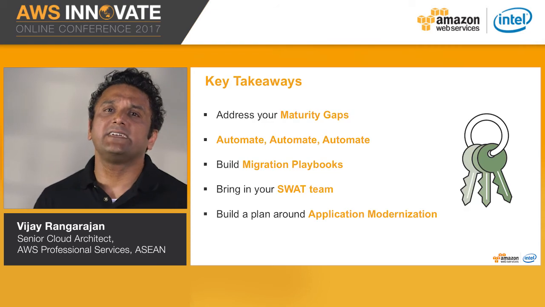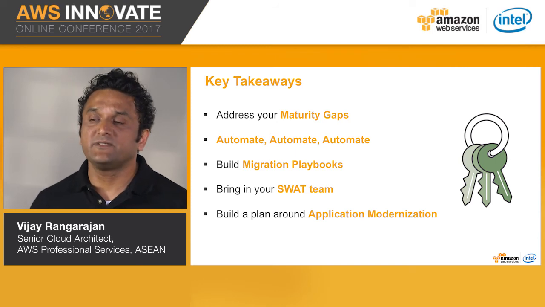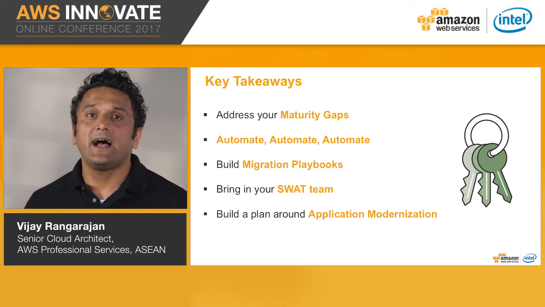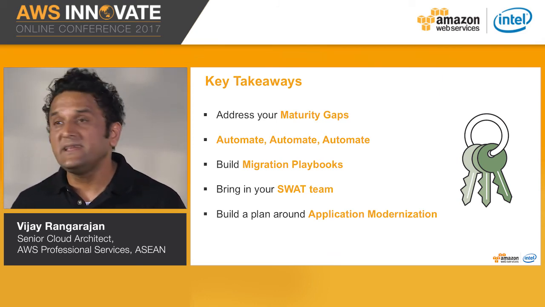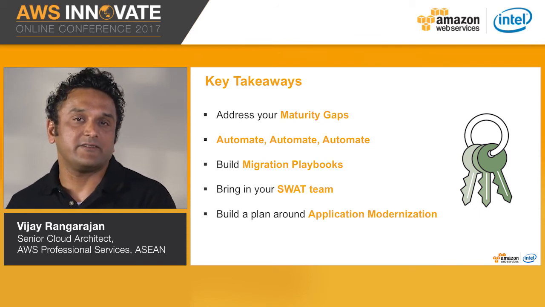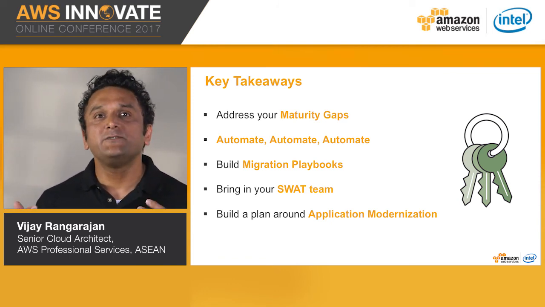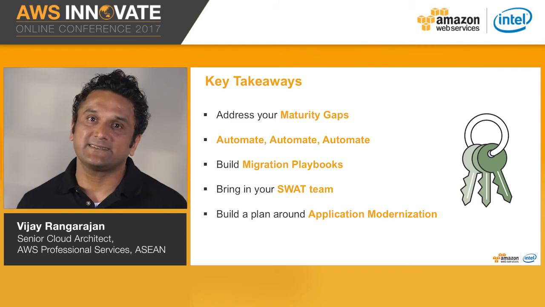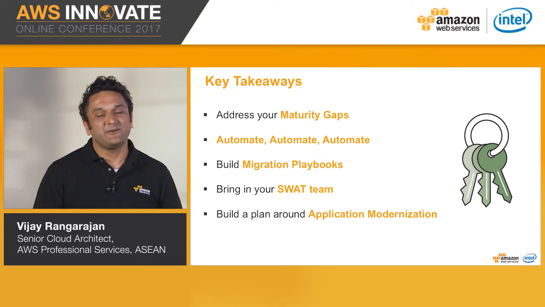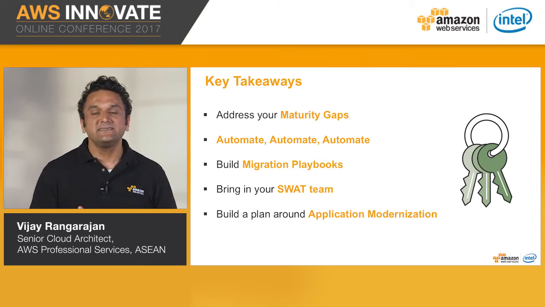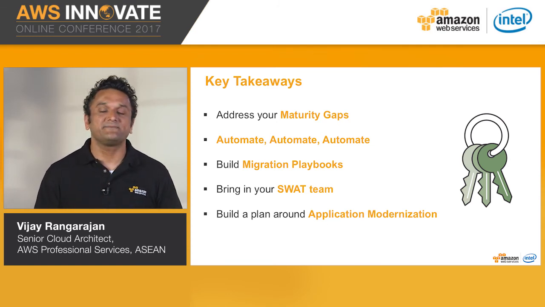So let's look at some of the key takeaways of this presentation, right? Firstly, address your maturity gaps, which are identified by the AWS Cloud Adoption Framework. Address them either as an activity within your migration or prior to commencing your migration. Please do not leave it until after the migration. Automate, automate, automate. Initially, you need to know how to do things manually for best practices, but after that, automate everything that you can where possible. Build migration playbooks so that you can capture the lessons learned and foster good knowledge management. Why? This will help you to make your subsequent migrations easier.